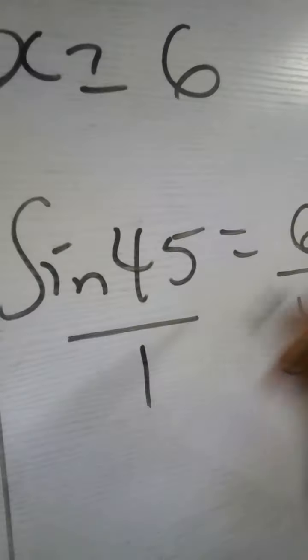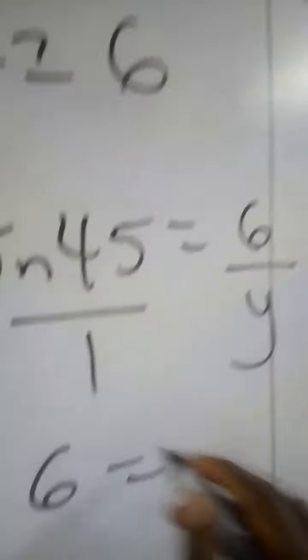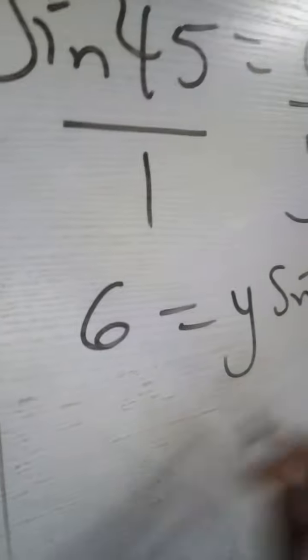Cross multiply. 1 times 6 is 6. y times sine 45, that's y sine 45. And this would be over sine 45 here, over sine 45 here. So this cancels this. Then I have y equals 6 divided by sine 45. So what is sine 45 going to give me? I will use it a couple of times.